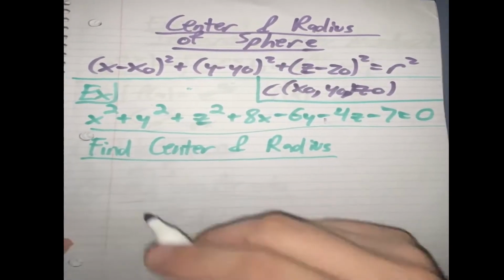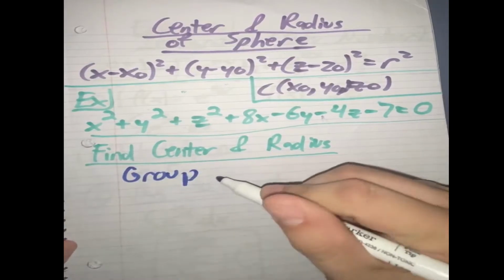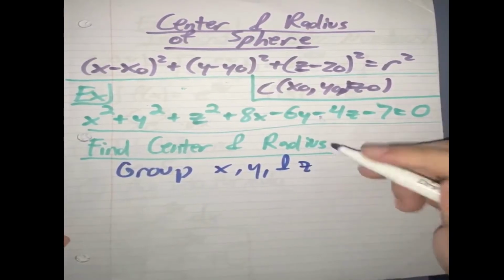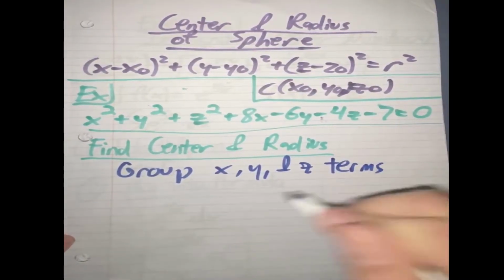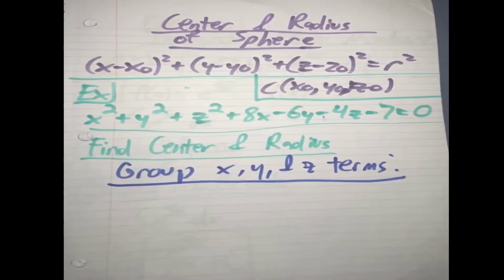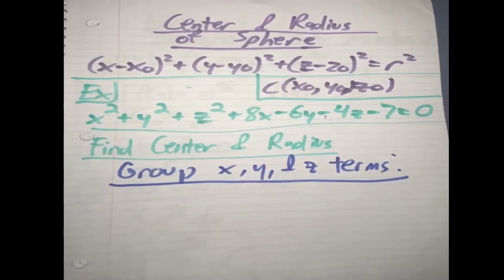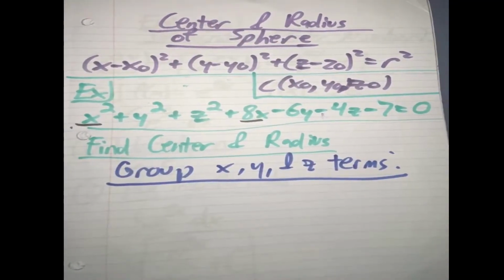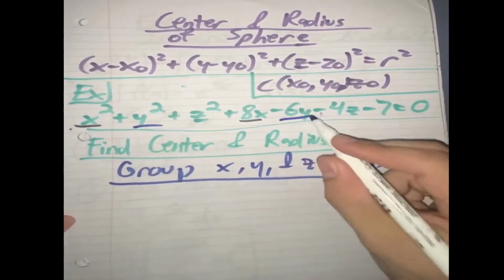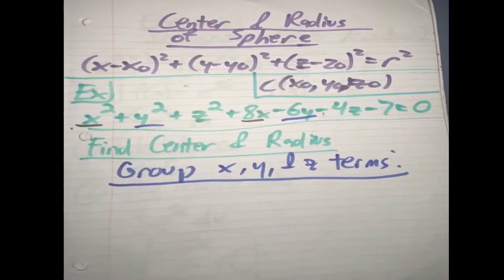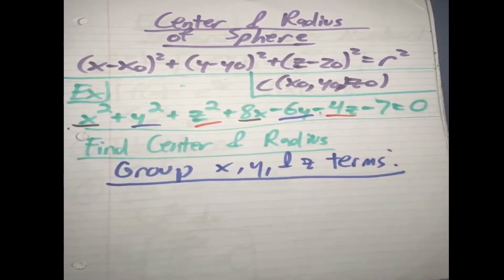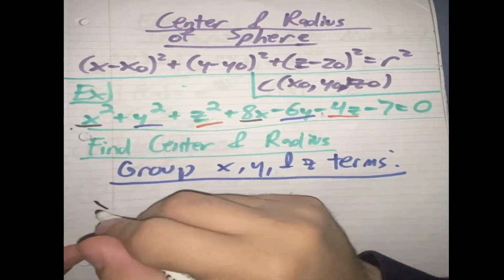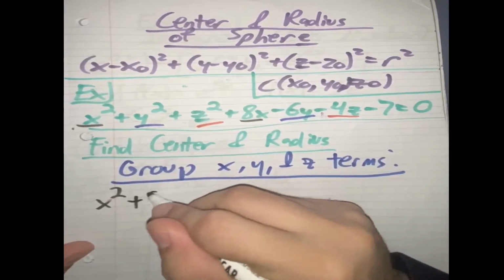So the first thing we do is we're going to group x, y, and z terms. So what do I mean by that? We're going to group the x squared with the 8x. We're going to group the y squared with the minus 6y. And we're going to group the z squared with the minus 4z. So basically, we're going to do this. So x squared plus 8x.